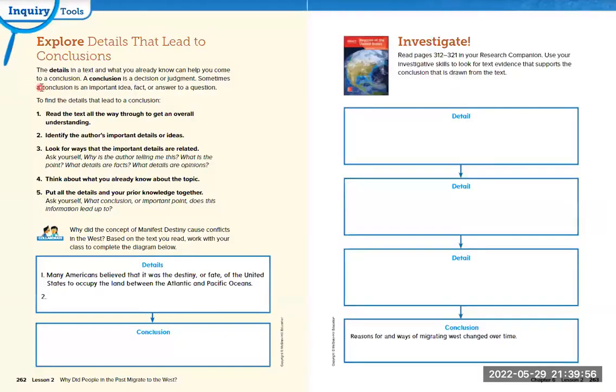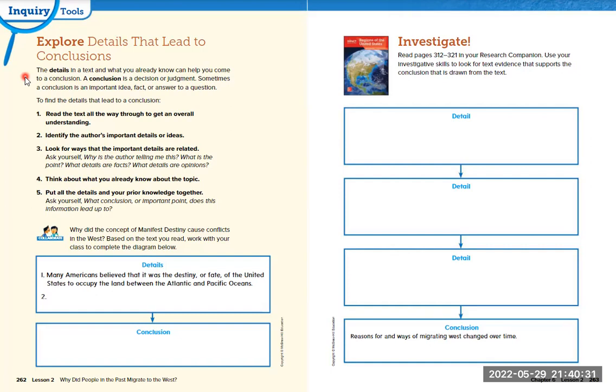We're going to move on to page 262, where we're going to talk about exploring details that lead to conclusions. The details in a text and what you already know can help you come to a conclusion. A conclusion is a decision or judgment. Sometimes a conclusion is an important idea, fact, or answer to a question. To find the details that lead to a conclusion, first you have to read the text all the way through to get an overall understanding. You won't be able to come to a conclusion if you don't have all of the information.